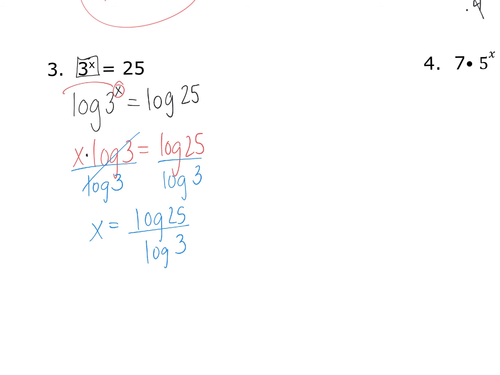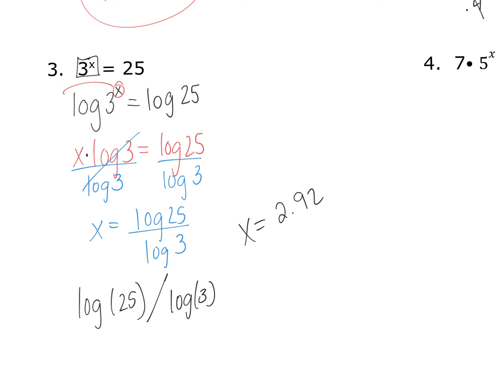Now, in your calculator, you are going to type log 25, close your parentheses, divided by log 3, close your parentheses. So it should look like this. Okay, and your answer should have said x equals 2.92. So make sure you're learning how to do this in your calculator. I'm writing them down for you.